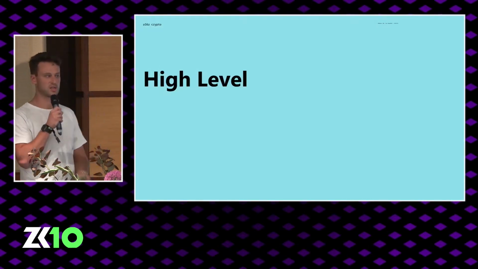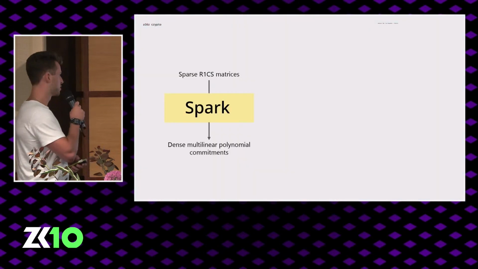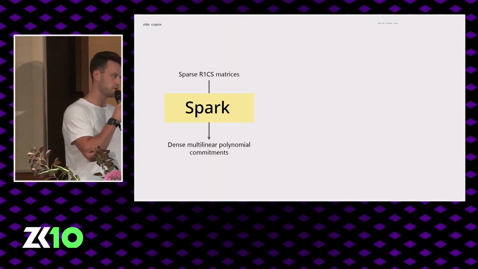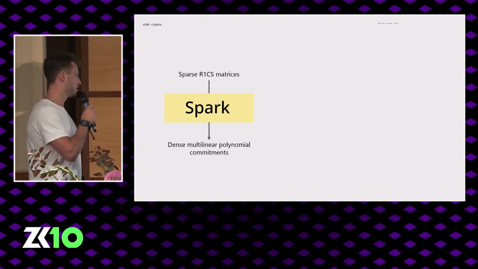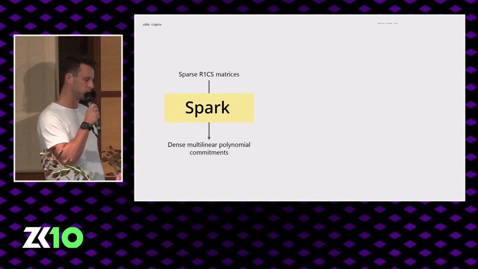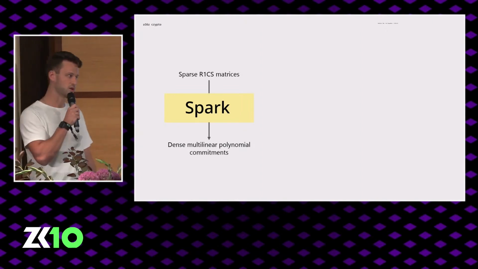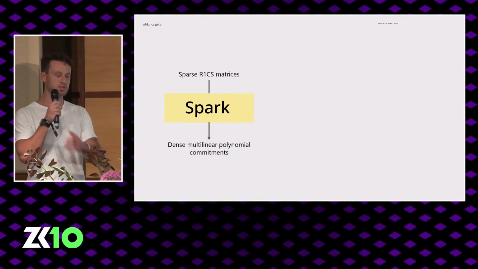So this brings us to the high-level ideas behind Lasso and Jolt. In 2020, Srinath Sethi released a paper called Spartan, which introduced a sparse multilinear polynomial commitment scheme known as SPARK. A sparse multilinear polynomial commitment scheme is one where you only pay for entries which are non-zero.